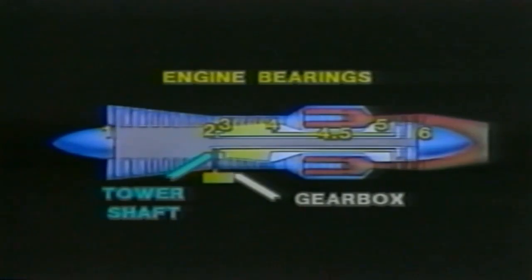Okay, now that we have found ways of powering the accessories we need, let's look very briefly at 7 major engine systems. First of all, the lubrication system. And what do we have to lubricate? The engine bearings. The bearings and gears for the tower shaft and the gears within the gearbox.